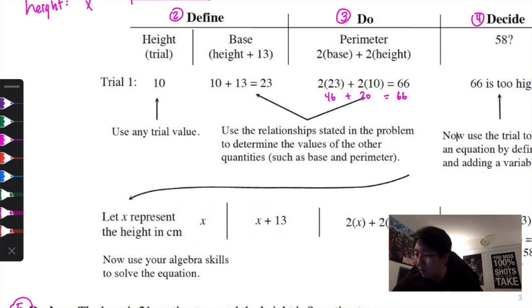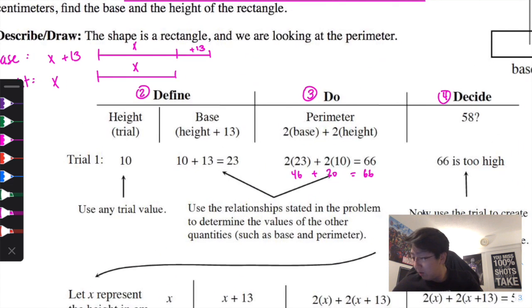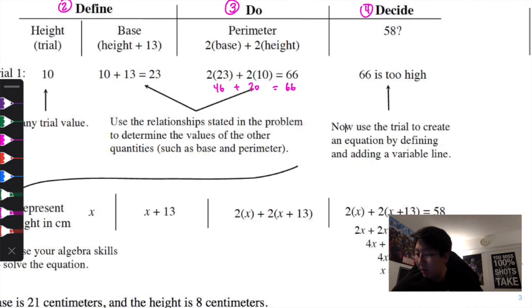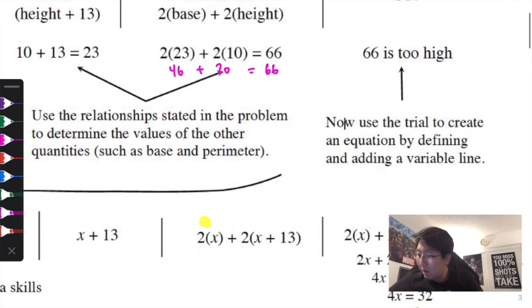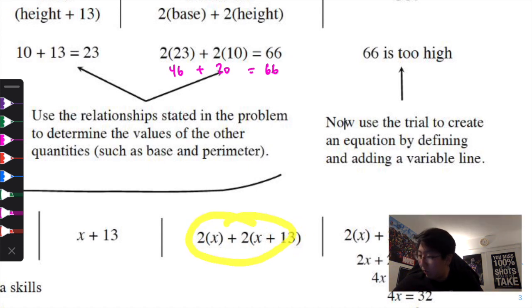Hopefully I'm not losing anyone here. We're going to go ahead and check. 2 times x is the base, we're going to put x, and 2 times the height, x plus 13. Technically those two got switched, but it's okay. What should this equal? The perimeter should equal 58. So right here we have the equation.